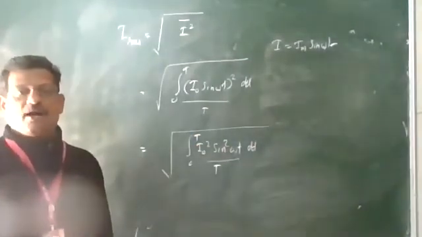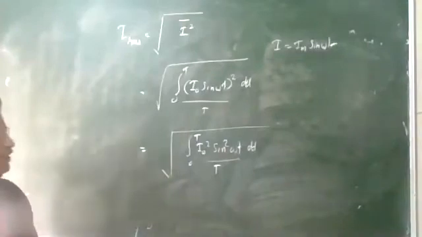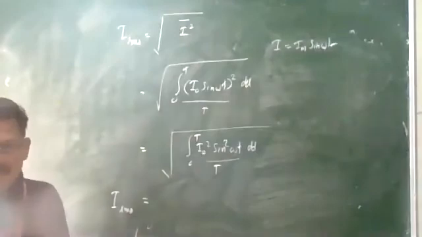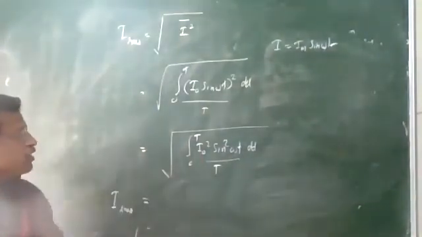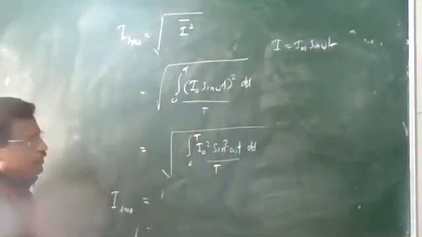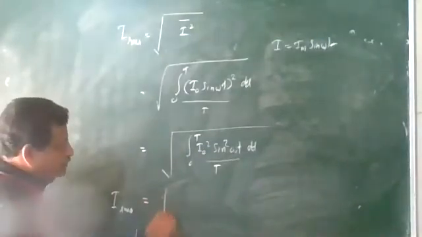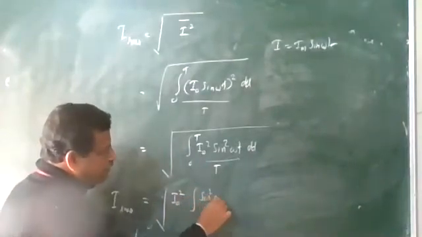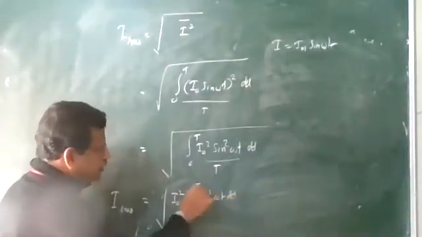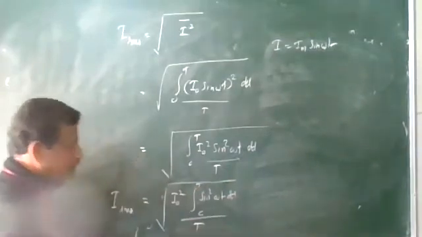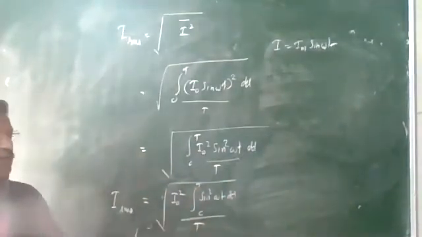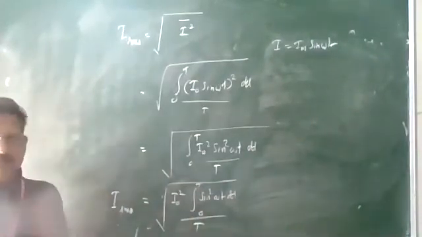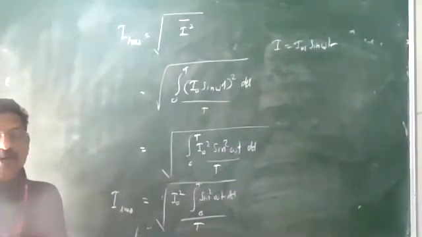Constants can be taken outside. So IRMS is equal to the root of I naught square, a constant, times the integral of sin square omega t dt with limits 0 to T, divided by T. Do it: integrate sin square omega t dt and tell me the answer.